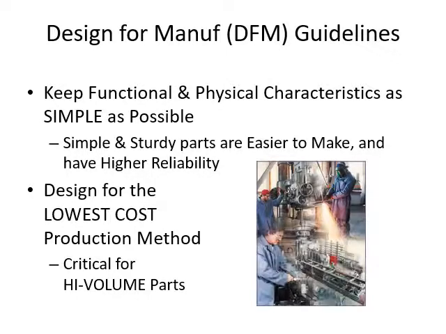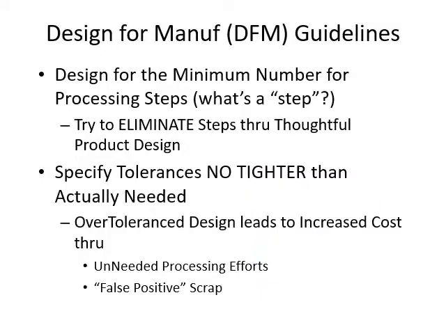Design for manufacturing guidelines. Keep functional and physical characteristics as simple as possible, because simple and sturdy parts are easier to make and have higher reliability. Design for the low cost production method, which is critical for high volume parts. Design for minimum numbers of processing steps. So you need to minimize the steps of processing in the manufacturing.